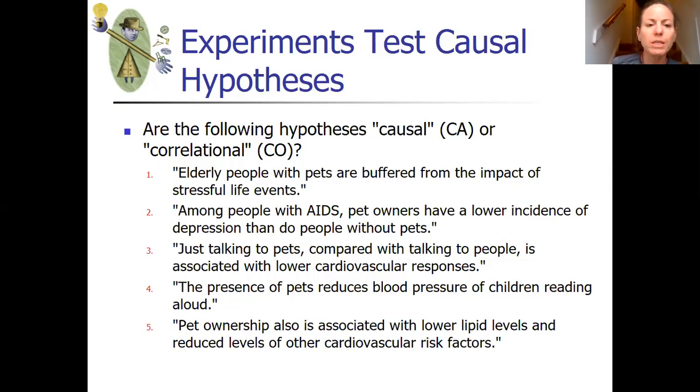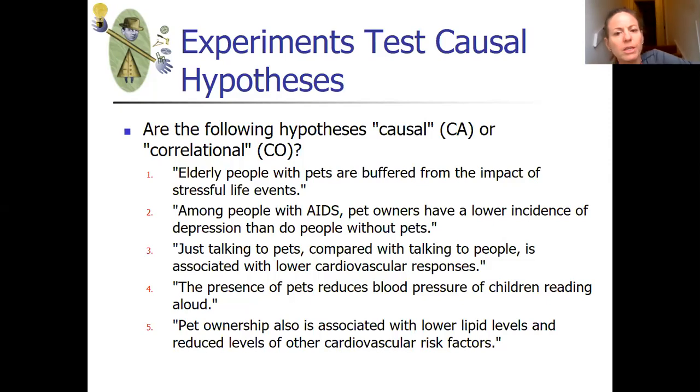Well, as I read it, we could restructure that to say that pets protect people from the impact of stress. In this case, pets would be causal. Pets are actively taking down stress. Okay, so that would be causal, and we would use an experiment to test that, as opposed to a correlational study.